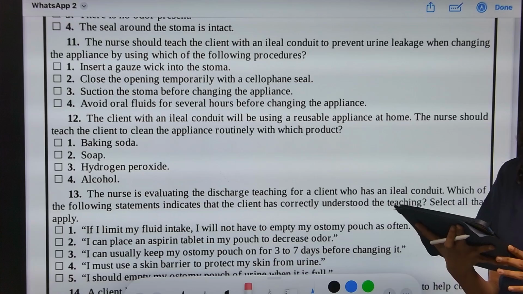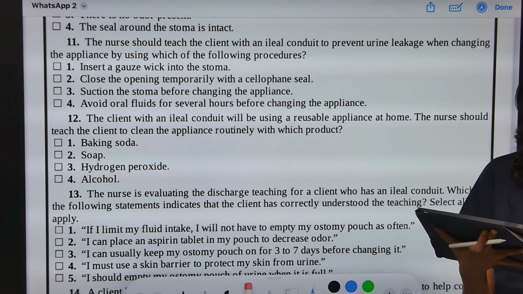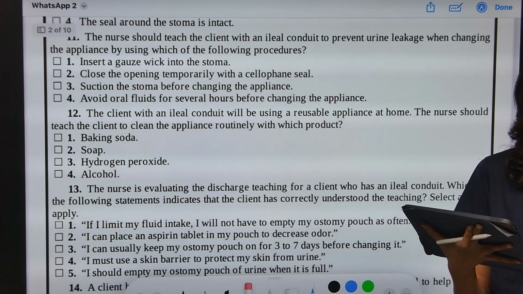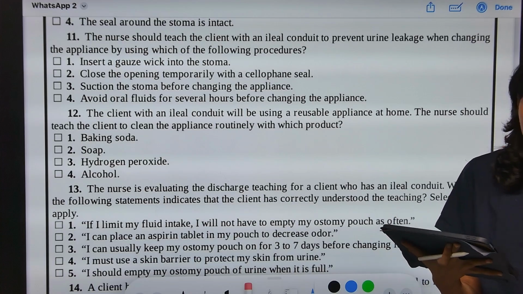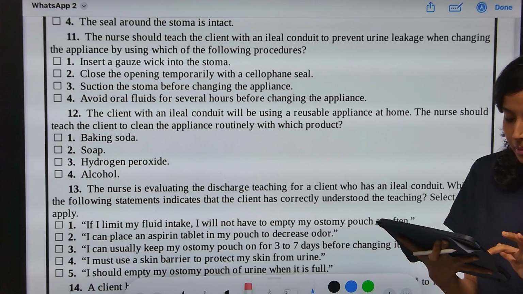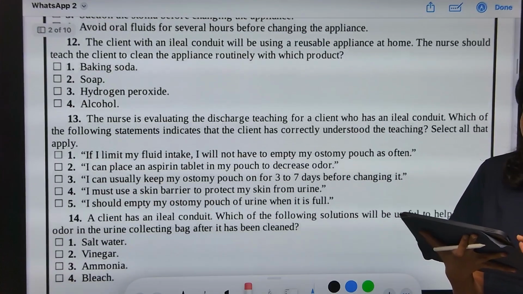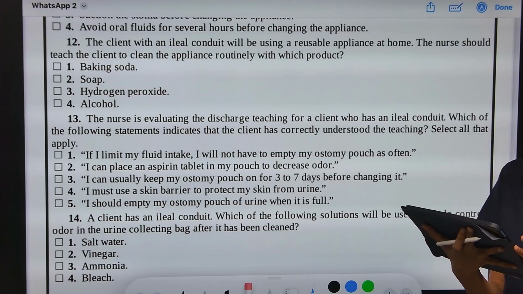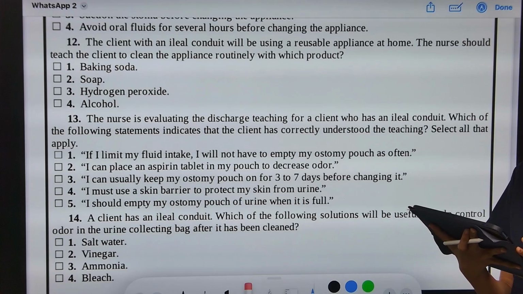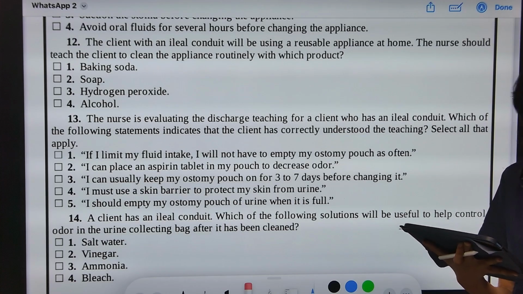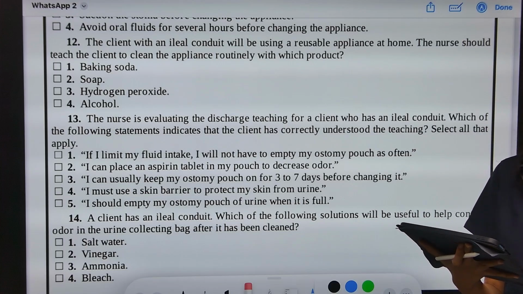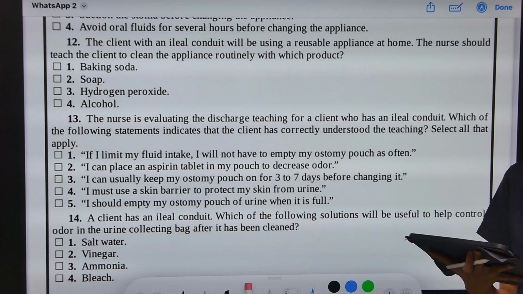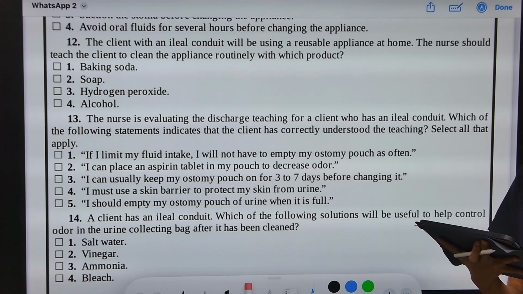Insert a gauze wick into the stoma. That is very easy because when someone is changing the appliance, we can put the gauze on the stoma site to prevent any leakage of urine from the stoma. Now question number 12 says, the client with an ileal conduit will be using a reusable appliance at home. The nurse should teach the client to clean the appliance routinely with which product? If a client is using a reusable appliance, how would you teach the patient to clean that appliance regularly?